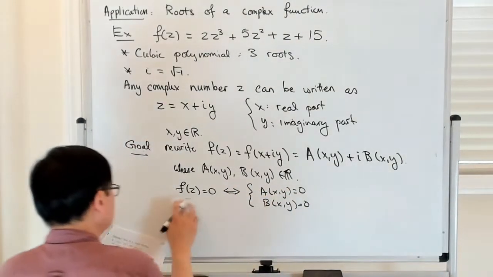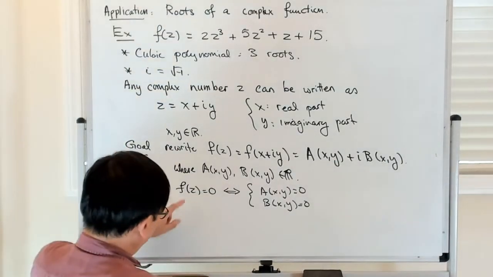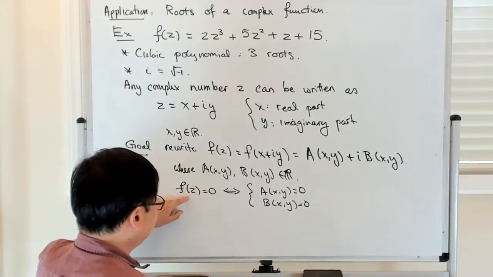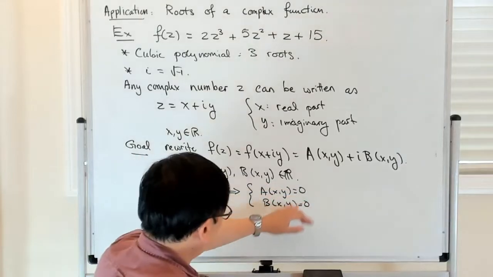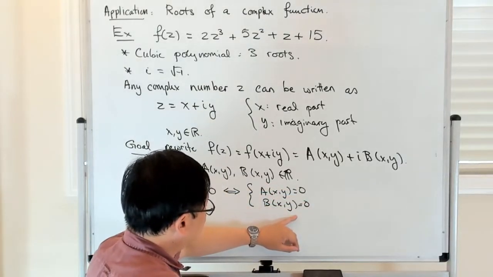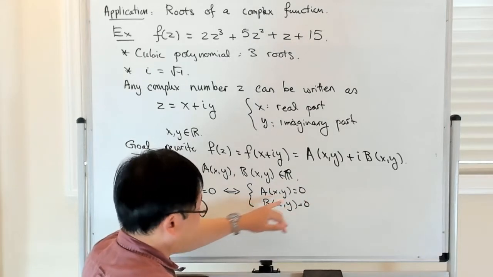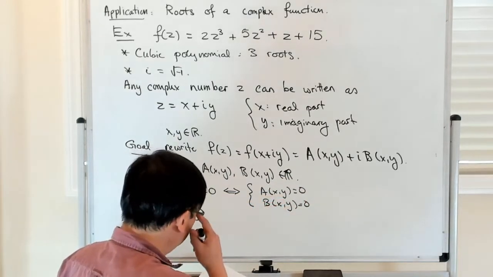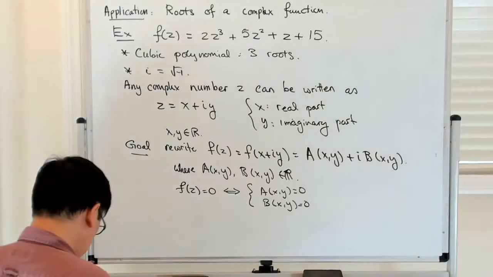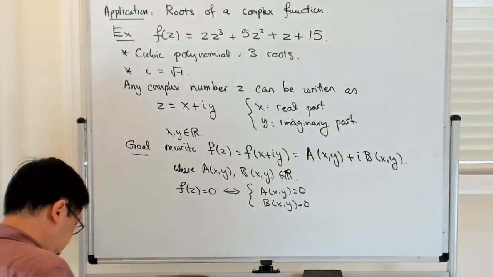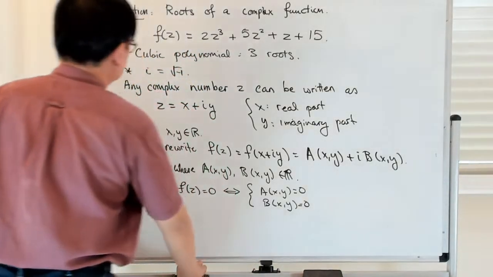So I'm going to essentially rewrite this complex valued function, which depends on a complex number, as 2 real valued functions vanishing, so 2 real valued functions which depend on 2 real numbers. So that's the plan of attack.